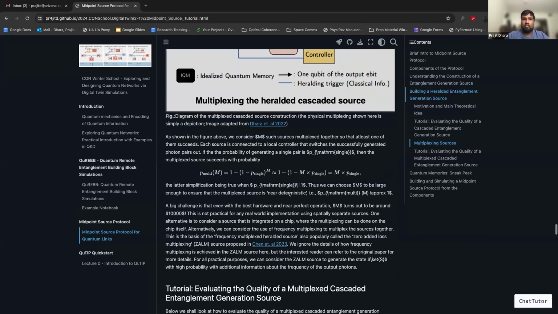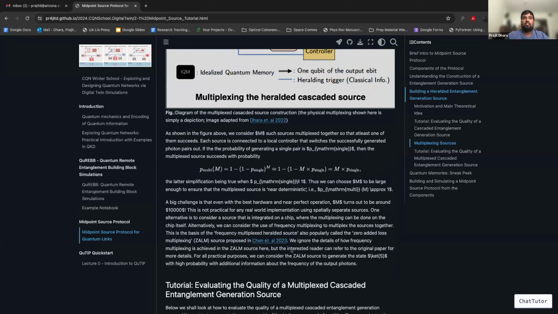This was something that we studied in the paper linked over here. My co-author Kevin and I, under the instruction and guidance of Dirk and Saikat, looked at what we call the frequency multiplexed heralded source in context of something we dubbed zero added loss multiplexing. It was proposed in this paper over here.